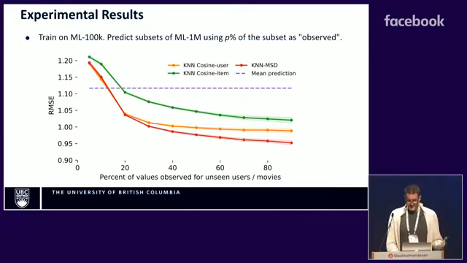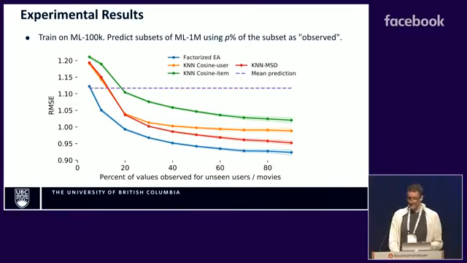We compare against K-nearest neighbors as the only other approach that's capable of incorporating new users and movies without any retraining. And we can see that these methods perform quite well with enough observed data, but our method is beating all of them in all the cases. In particular, it does quite well with enough observed data and degrades gracefully to the case of just predicting the mean when there's little observed data.